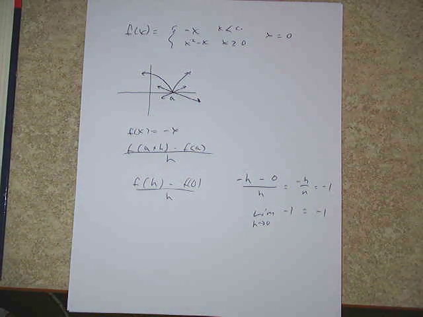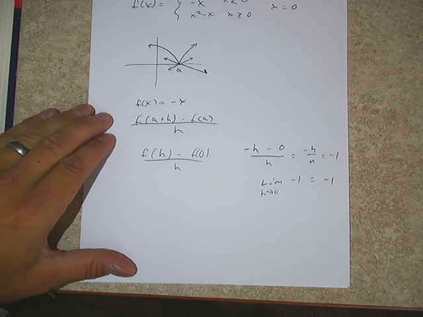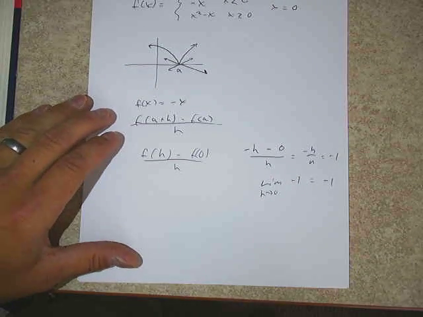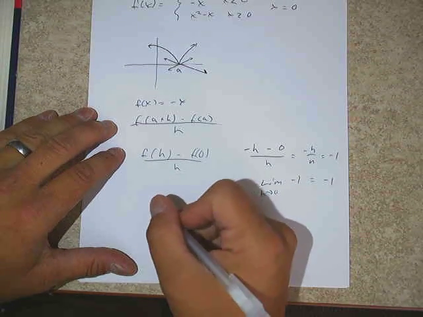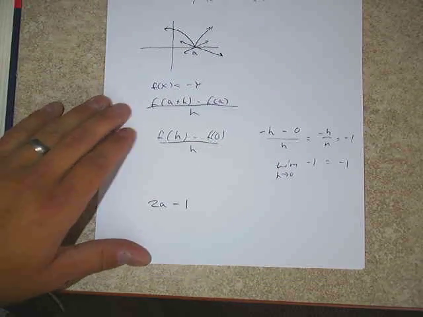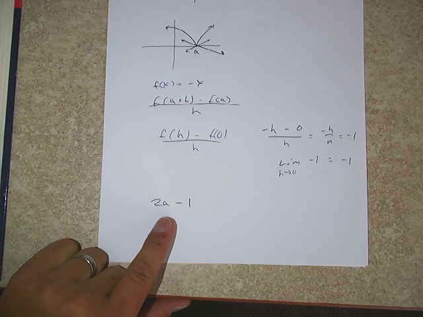And so if we do the work, we're going to put h into our function. That's going to be negative h minus 0 all over h. And when we do the work, we get negative h over h, which equals negative 1. And if we take the limit as h approaches 0 of negative 1, we get what? We get negative 1. It's a constant.